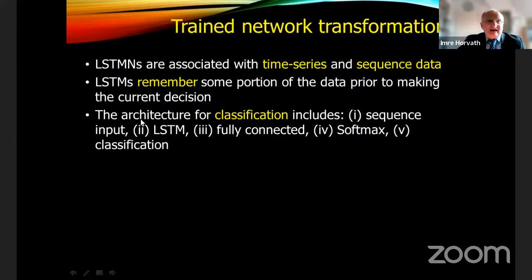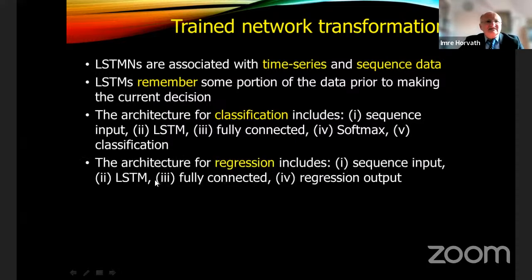I mentioned that the conversion can be made from classification to clustering, but it is a kind of playing with the various architectures. The architecture typically used for classification purposes includes a sequence input, the LSTM, a fully connected layer, a softmax layer, and the classification layer. Whereas the architecture for regression includes only four elements, namely a sequence input layer, the LSTM layer, a fully connected layer, and the regression output layer.